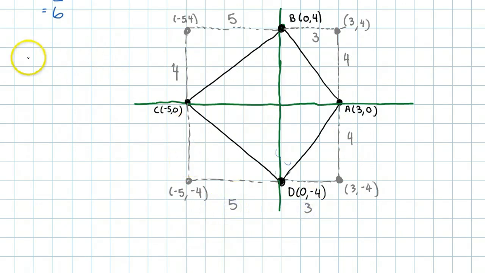So the total area. So let's give this E, F, G, H. So therefore, the area of E, F, G, H is equal to 5 plus 3 is 8. 8 times 4 plus 4 is 8, which is equal to 64 units. So that's the area of the giant rectangle.